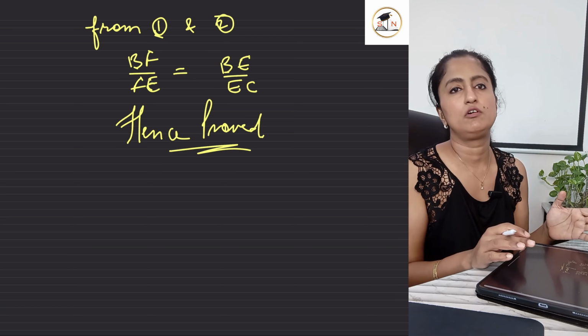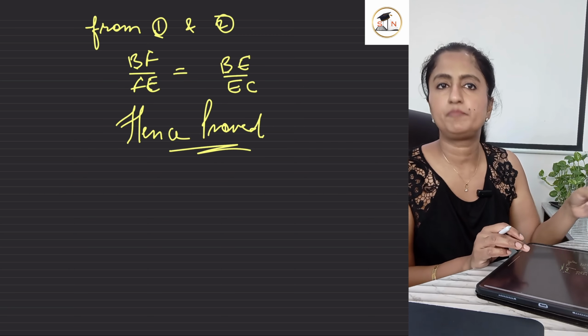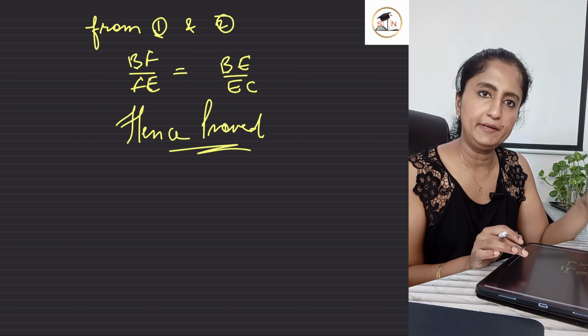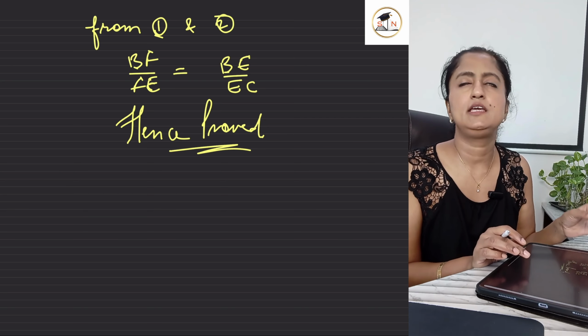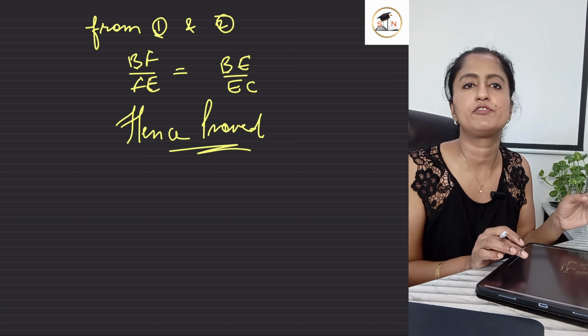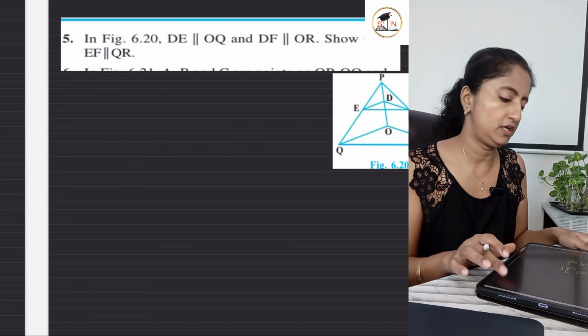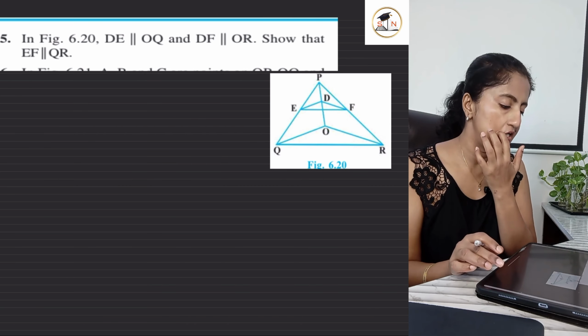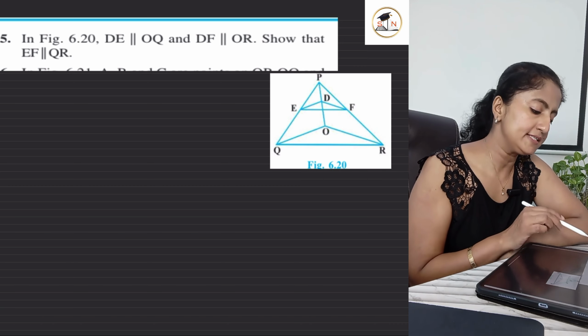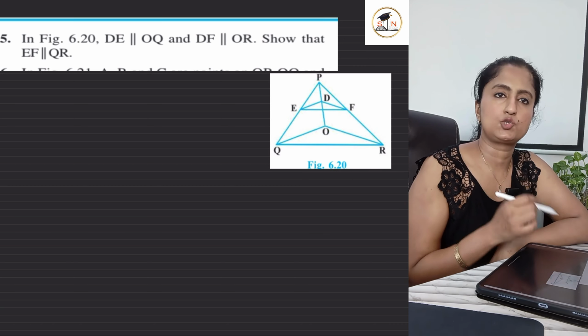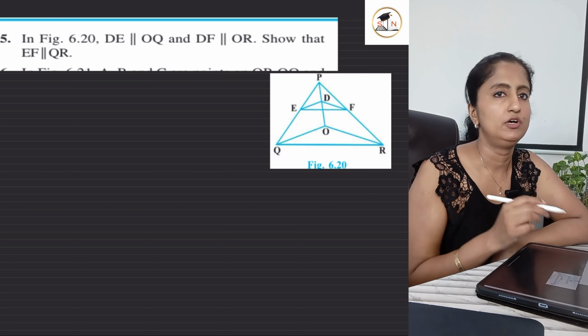There was no trick involved in the question. We were given two pair of parallel lines. We used BPT twice and then just compared the ratios. Very easy, very preliminary kind of a question for the chapter. Okay. Now, moving on with the next one. This is question number 5. I had left the NCERT question numbers intentionally so that it becomes easier for you to refer.